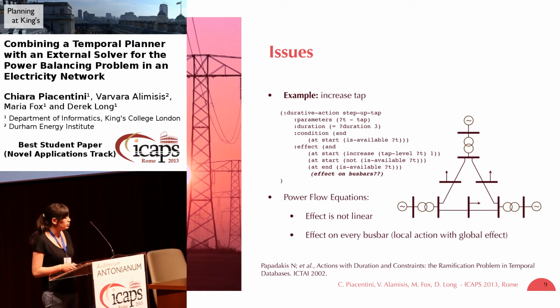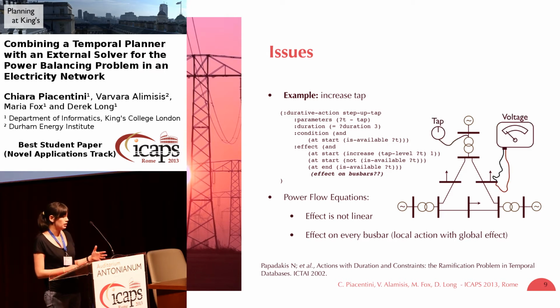This is an example of a PDDL action. The problem that we have with this kind of domain is how we can describe the variation of some quantities. For example, in this action, we want to step up a tap of a transformer. And if we do that, we change the voltage level at the busbar of the network. And the problem that we have is that these quantities are related to each other with the power flow equations.